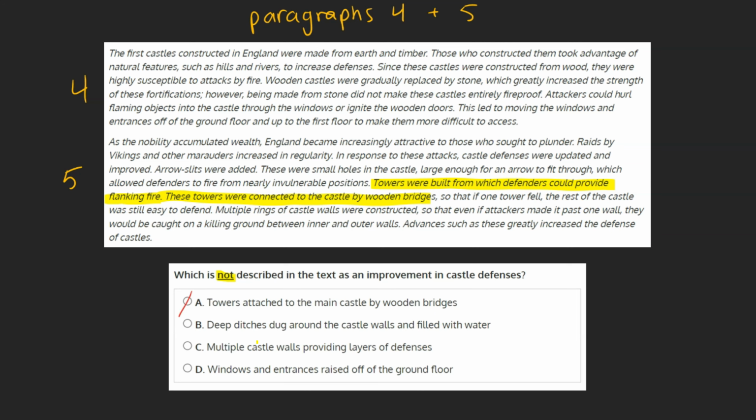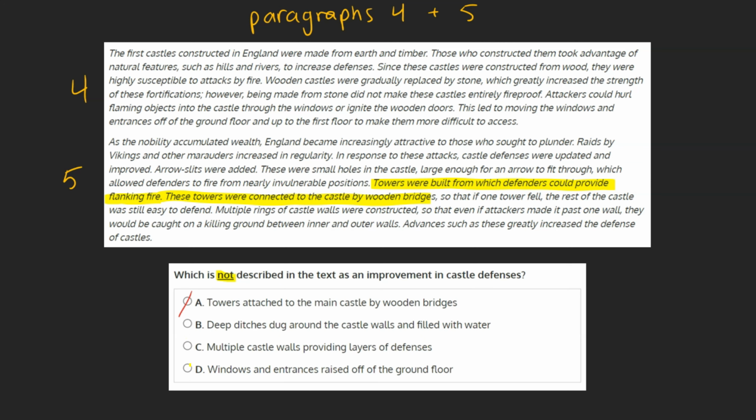B. Deep ditches dug around the castle walls and filled with water. Looking through the text, we can see that there is no mention made of ditches dug around the castle walls and filled with water. Because there is nothing in the text backing this up, this is very likely our final answer. If we would like to be cautious, we can go on and check out the other choices.